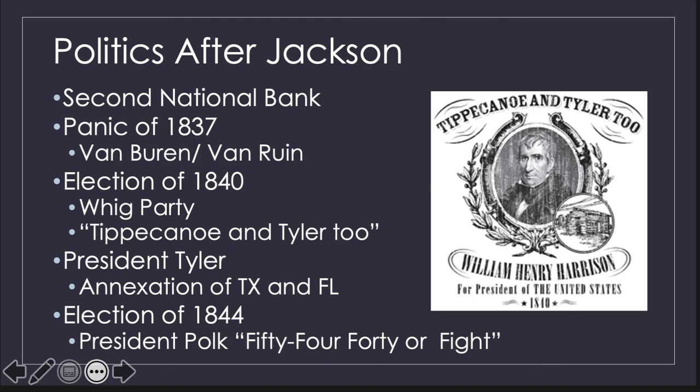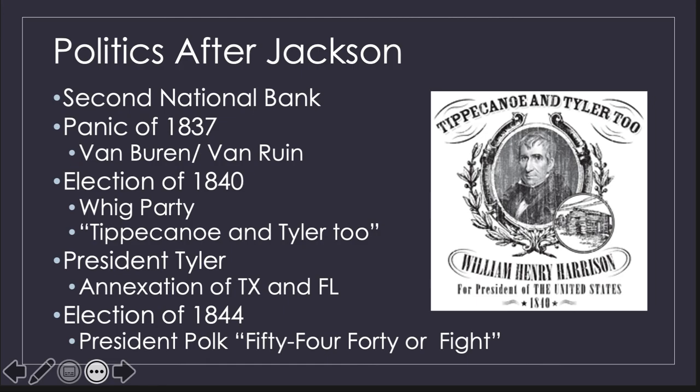Van Buren is going to try to keep the legacy of Jackson intact by keeping his policies in place, but that only worsens the depression. It doesn't do anybody any good. Van Buren is going to stop all public works and federal aid for internal improvements, because internal improvements were seen as a benefit to the North, not of the South.